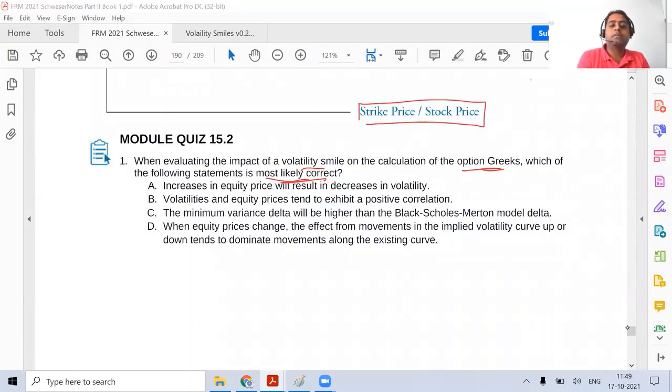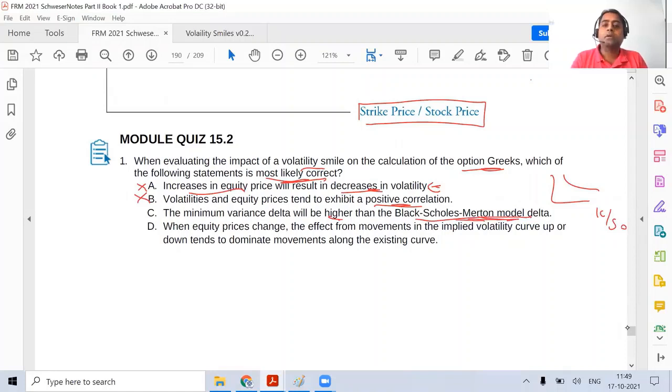This is incorrect because we talked about negative correlation. And also this one, increase in equity price will lead to increase in volatility. We talked about this, the diagram. And over here, K by is zero. So both first and second are incorrect. What is the C part? The minimum variance delta will be higher than the Black-Scholes model. Is it correct? Because we read that the Black-Scholes is having the higher one.